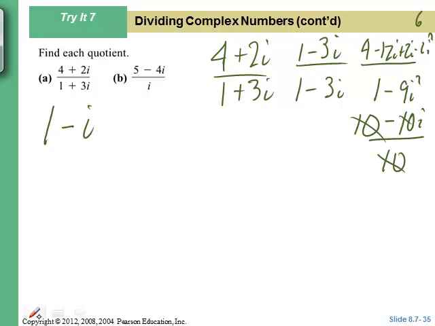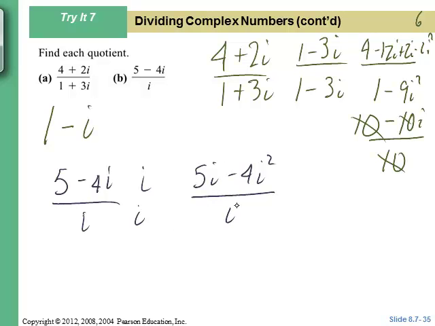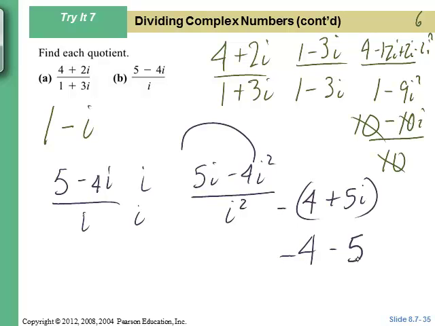For the second one, I'm going to change colors here. 5 minus 4i over i. Multiply top and bottom by i. And you get 5i minus 4i squared over i squared. That's the same as 4 plus 5i over negative 1, which is, put the negative sign out front, so you have negative 4 minus 5i.